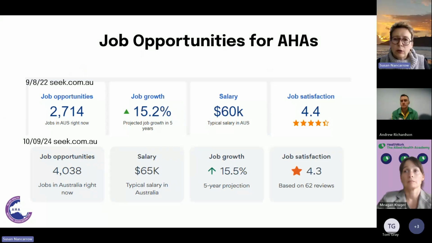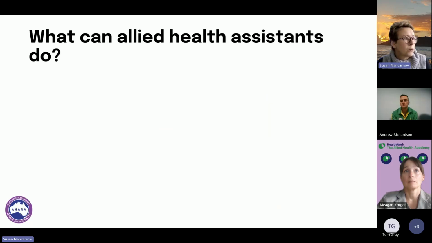And what we're interested in from the AHANA perspective is how do we take this diverse workforce that could potentially work across 30 different allied health professions and create a consistent structure that is quality assured. And Andy's going to talk about that a bit more. What can allied health assistants do? You probably see a number of different roles.